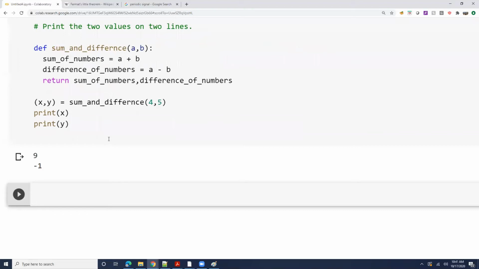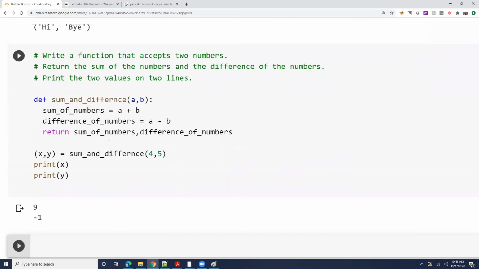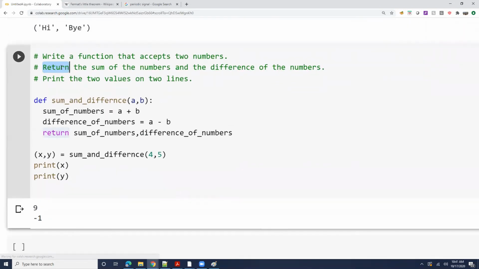So this is one answer. I'm not saying this is the only answer. You can do print of a plus b and print of a minus b, but print is not the same as return. I hope that is clear to you guys. I said return the values, not print the values, and then print them.